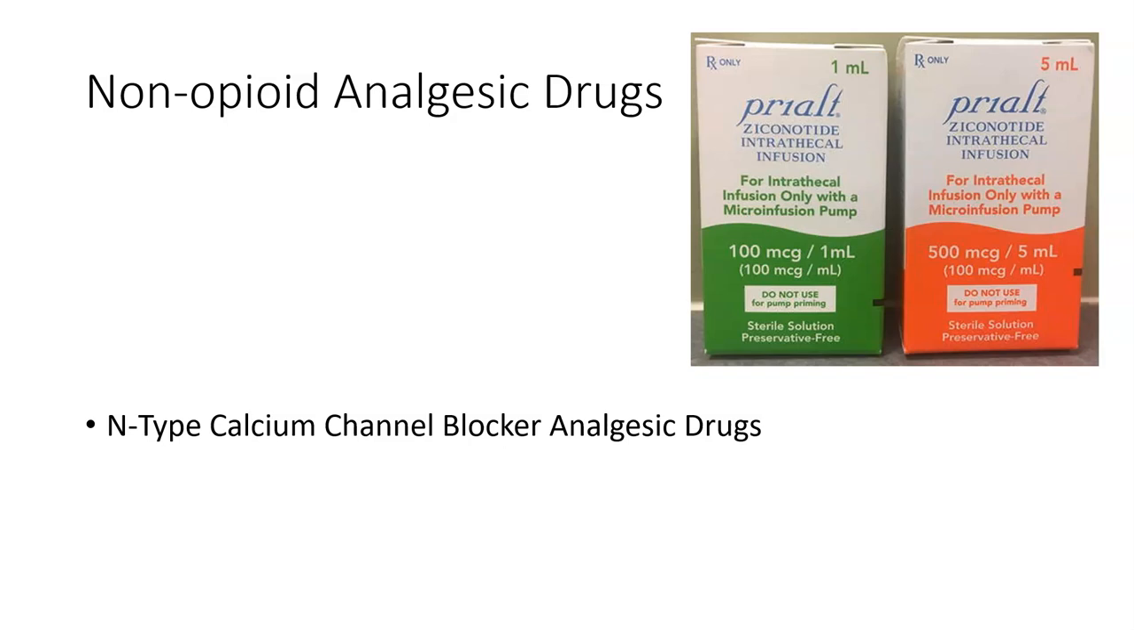Ziconotide is Prialt, and it actually comes from the venom of a cone snail. Kind of weird, right? All these weird animals. How do we find things? But it's actually stronger than morphine, and it's going to have a more direct impact being that it's intrathecal without a big systemic effect. So it's going to help with that back pain without causing a lot of systemic side effects. So those are the non-opioid analgesic drugs.